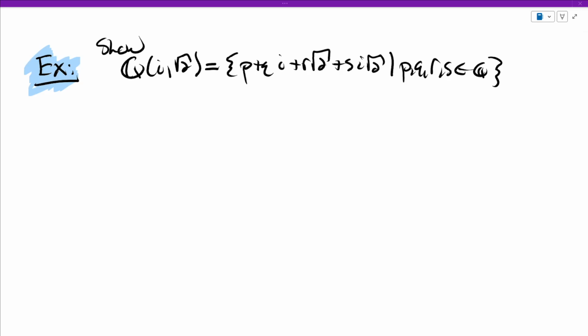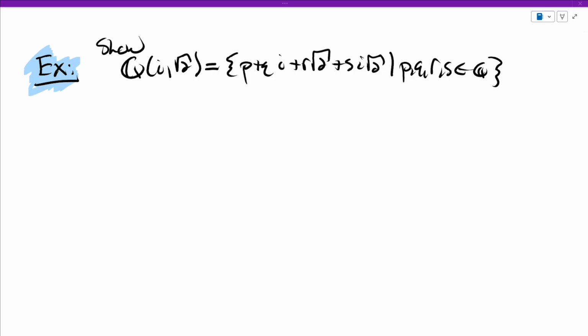All right, we are going to revisit this example, namely Q adjoin i, root 2, the set that we started with at the very beginning of the chapter. We're going to show that this set theoretic description is correct. Namely, we know the left-hand side is a field. It's the intersection of all fields containing Q, i, and root 2, or equivalently, it is the smallest field containing Q, i, and root 2. The right-hand side was our guess as to what that was. It is just a guess. So we need to prove the guess is correct.